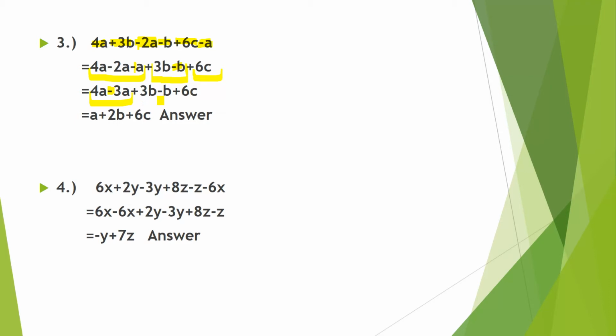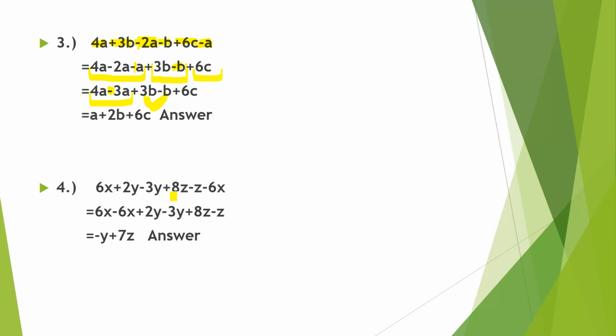Then plus 3b minus b. One has plus, one is minus. Yes, plus, minus, minus. 3 minus 1, 2b. But what sign will come? Whichever is greater. So 3 is bigger than 1. So we will write down plus 2b. Right? Why am I not writing down here minus? Plus, minus, minus. Yes. Why? Because the sign will change in multiplication and division. This is addition and subtraction. And then plus 6c. Take another example.